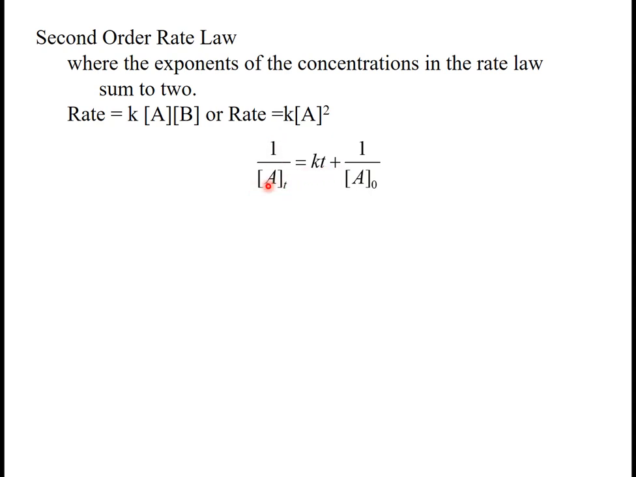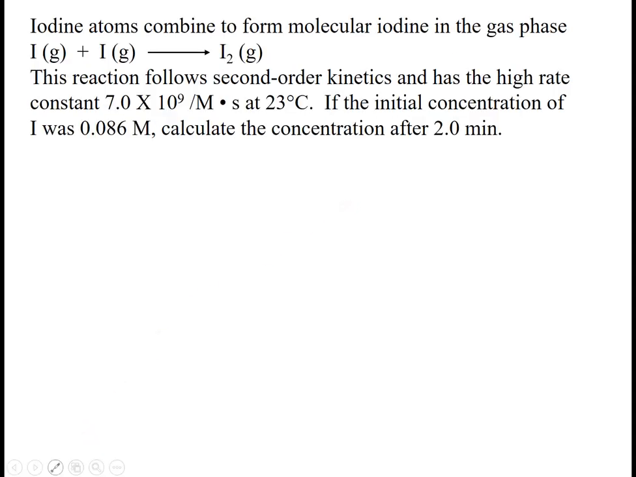So again, it's 1 over the concentration at time t is k, which is the rate constant, times t, which is time, plus 1 over the initial concentration. So a problem like this says that iodine atoms combine to form molecular iodine gas in the gas phase, and it shows the reaction. The reaction follows second order kinetics. So again, it will tell you in the problem what order it is.